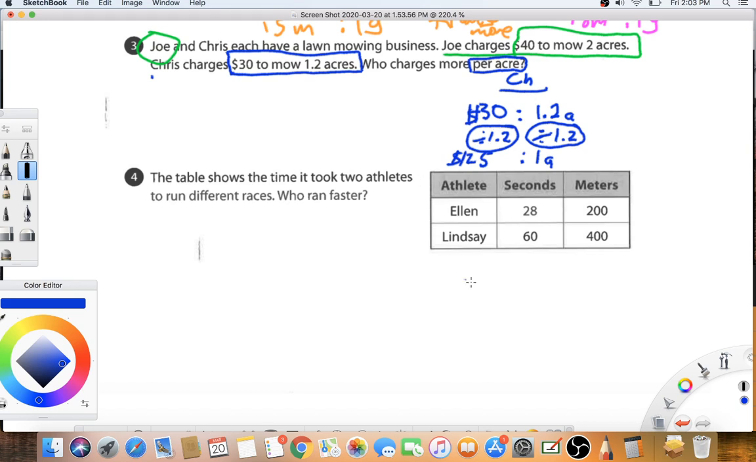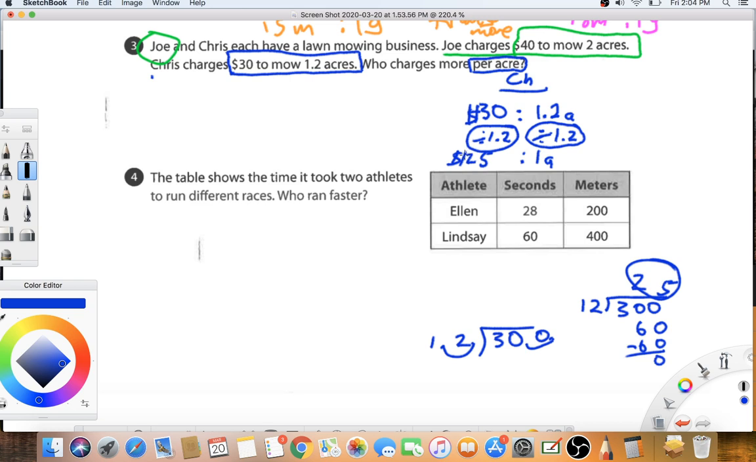But I'll do the work, though I'll erase it right now. So it'll be 30 divided by 1.2. I have to move the decimal spot once this way. That creates a 0. That means our question is actually going to be 300 divided by 12. 12 times 2 is 24. 30 minus 24 is 6. Bring down the 0. 12 times 5 is 60. We will still get 25, like we did right here, 25. It's just the money sign. So $25 for every 1.